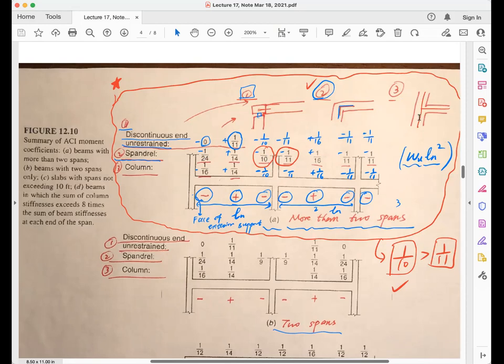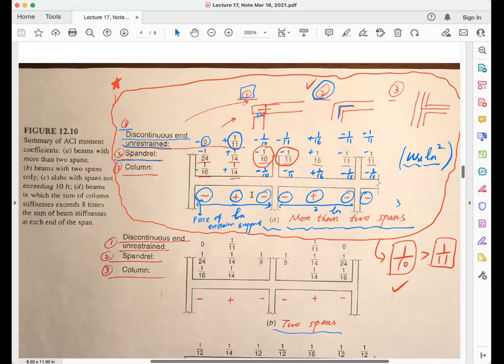And last but not least, for the column, we have a column and beam or slab joint here. You have -16, +14, -10, so on and so forth, like that. Okay. All right. So this is when you have more than 2 spans. Do you see this red writing? More than 2 spans. Okay. I have 1, 2, 3, 4, 5, so many spans, more than 2 spans.